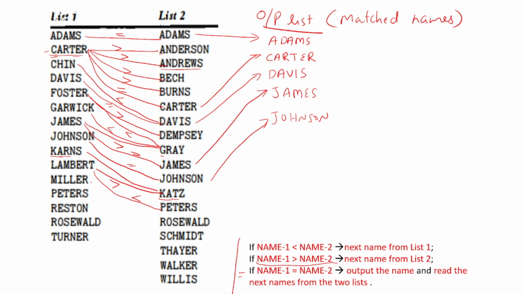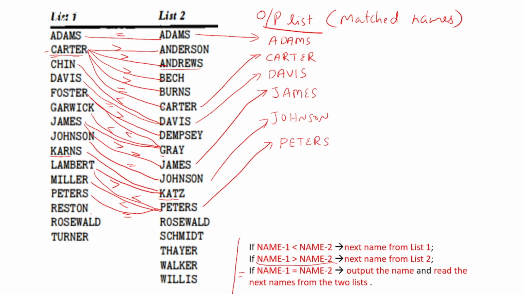So I need to go for Miller and Peters now. So Miller and Peters, if I go, Miller is less than Peter. So name 1 is less than name 2. So you need to take the next name from this itself. So Peter and Peter, there is a match. So I will write it over here.